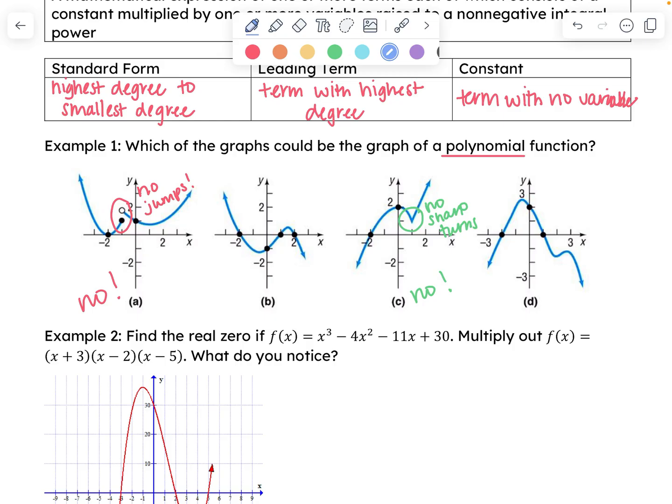But if we're looking at B, it's nice and continuous. There's no jumps, no sharp edges, no sharp turns. So B is a polynomial. And same thing for D. It's nice and continuous, no sharp turns, no sharp edges. So D is also a polynomial function. So the graphs are nice and smooth and connected.